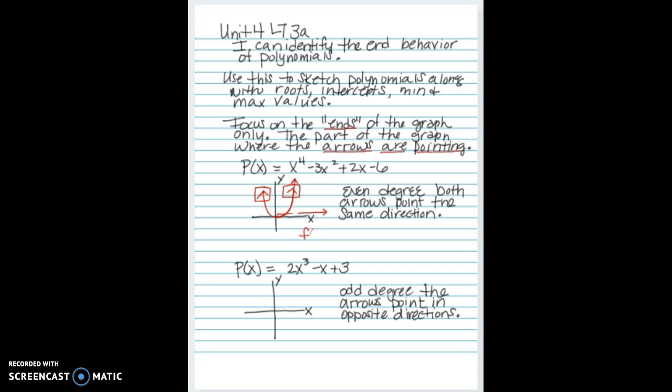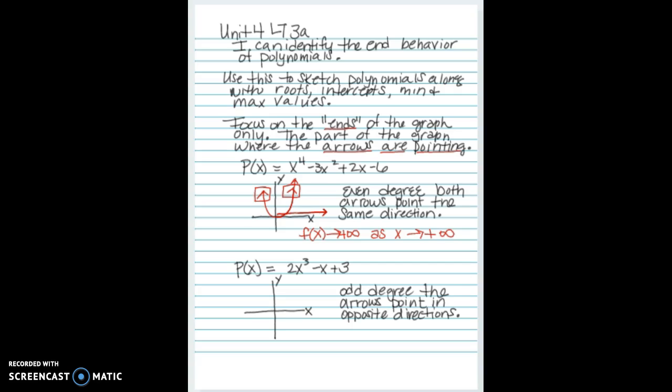So we say that the function f of x approaches, that's what the arrow means, positive infinity as x approaches positive infinity. Because we had the x going on and on, headed off to the right, that's in the positive infinity direction.